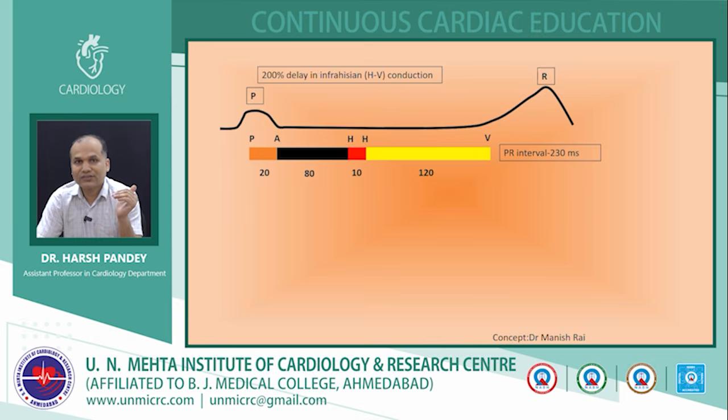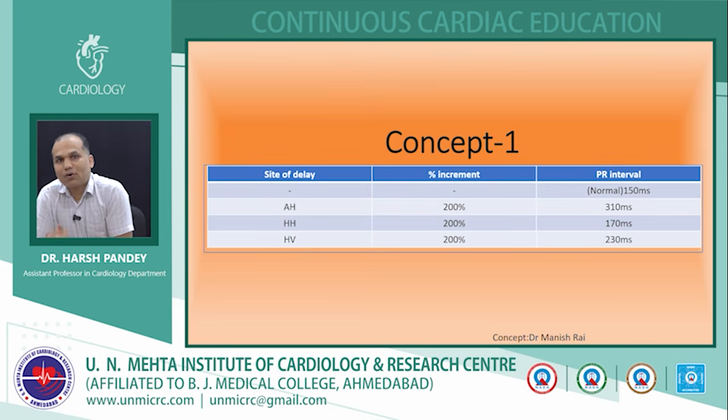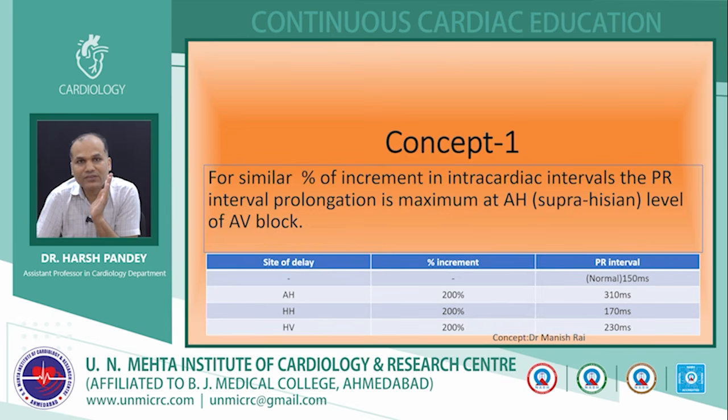So what is the observation here? If you have a similar increment in the intracardiac intervals, A to H, H to H and H to V, here increased by 200%, the maximum effect of the intracardiac interval will be reflected in the PR interval at the supra-His level. So for a similar percent increment in the intracardiac intervals, the PR interval prolongation is maximum at the supra-His level of AV block, because the AH interval normally carries a value of 55 to 125 milliseconds.